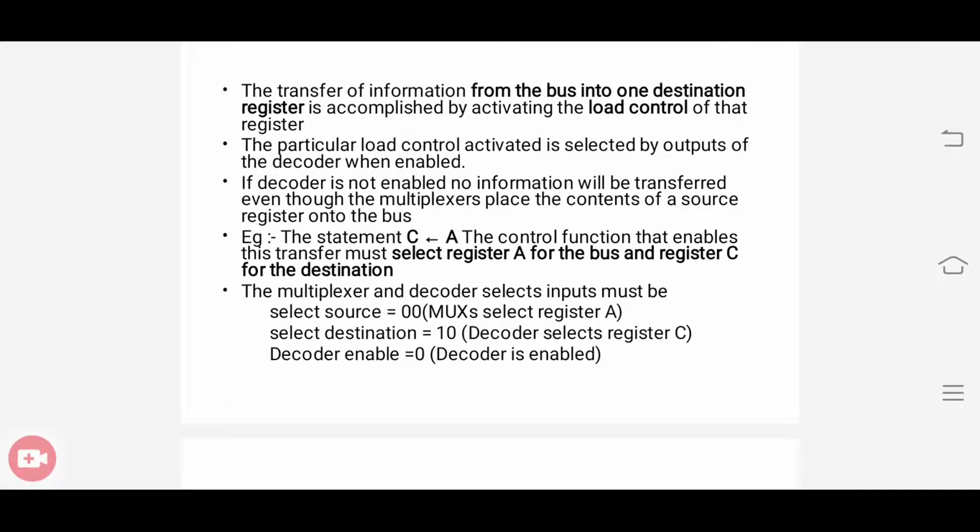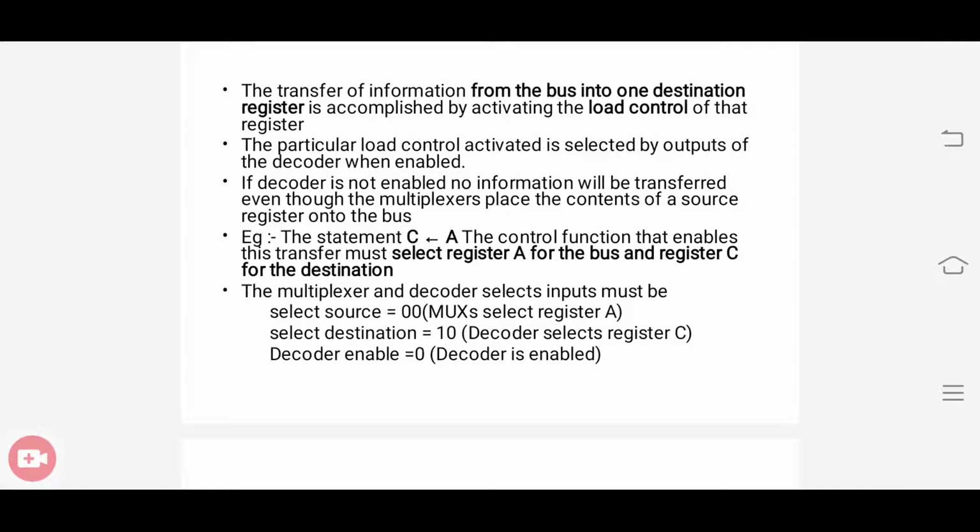The transfer of information from the bus into one destination register is accomplished by activating the load control of that register. The particular load control activated is selected by the outputs of the decoder when enabled. If the decoder is not enabled, no information will be transferred even though the multiplexer places the contents of a source register onto the bus. So in this figure we can see 4 registers, A, B, C, D, 2 muxes, that is multiplexers, and 1 destination decoder.